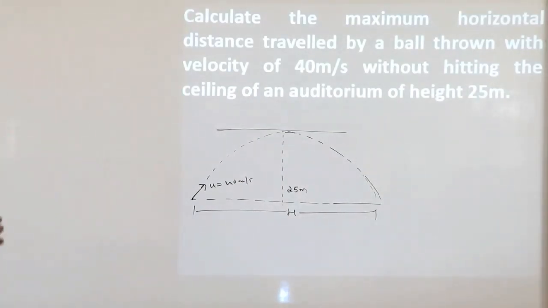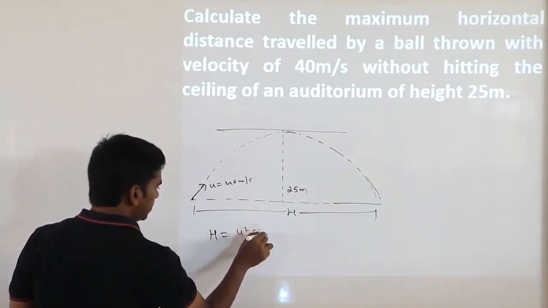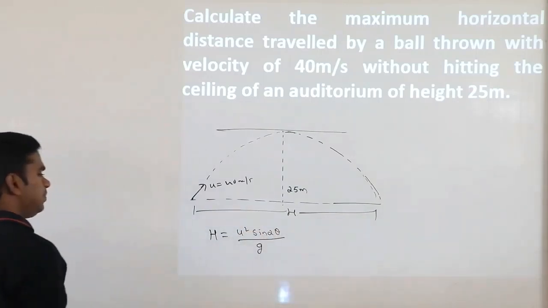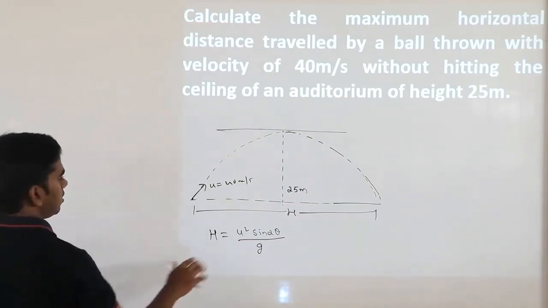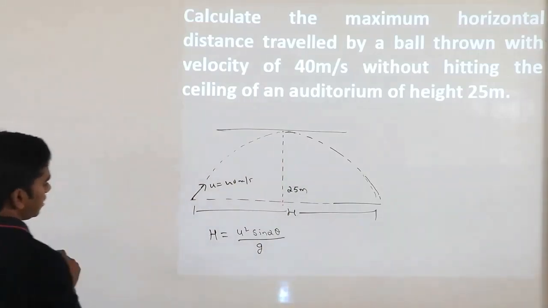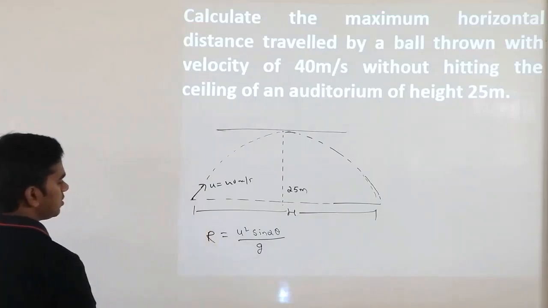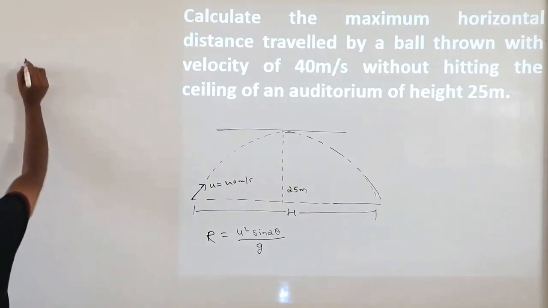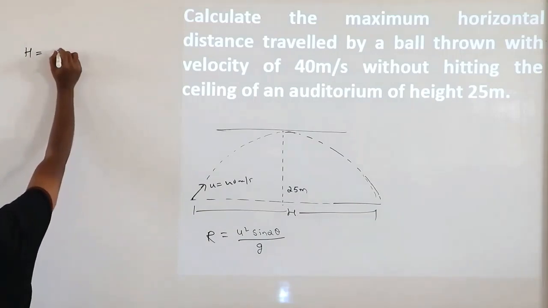Okay, so now first, what is the horizontal distance? Maximum horizontal distance is u square sine 2 theta divided by g. Okay, so similarly, what is the maximum vertical height? It is better to take it as range, so we have taken previous also h, so better to take it as range. So what is the maximum height? Height formula is what?